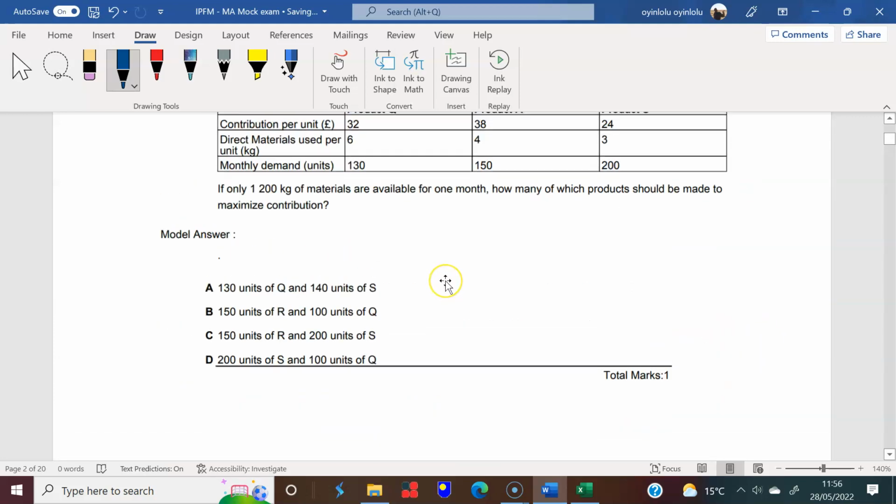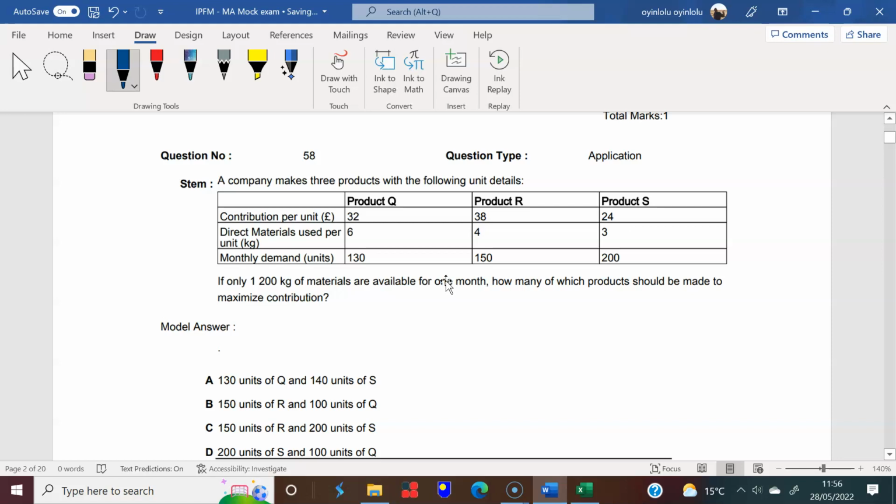Let's look at 58. Right. So we don't have enough. This is a limiting factors question. We don't have enough of these kilograms, so we need to see who is doing the best for us per unit of kilogram. So let's look at this. For product Q, we get 32 pounds of contribution. They've given us the contribution already. So we literally just need to find who is giving us the best contribution per unit of kilogram. Yes. So 32 over 6 looks like 5 and a third.